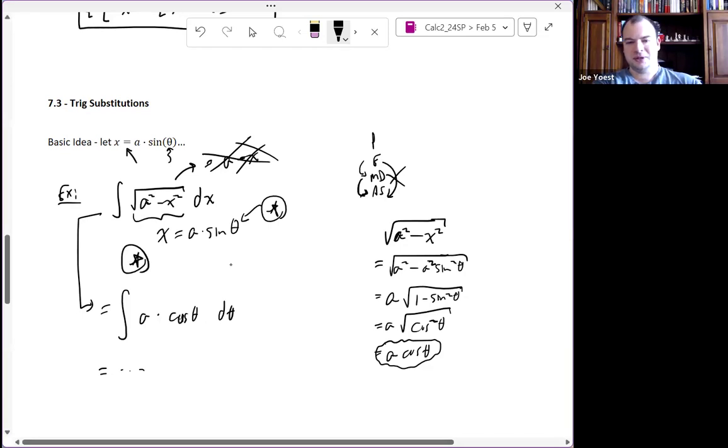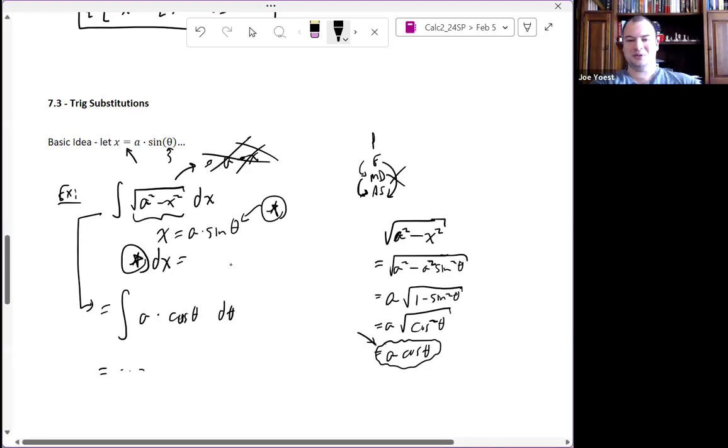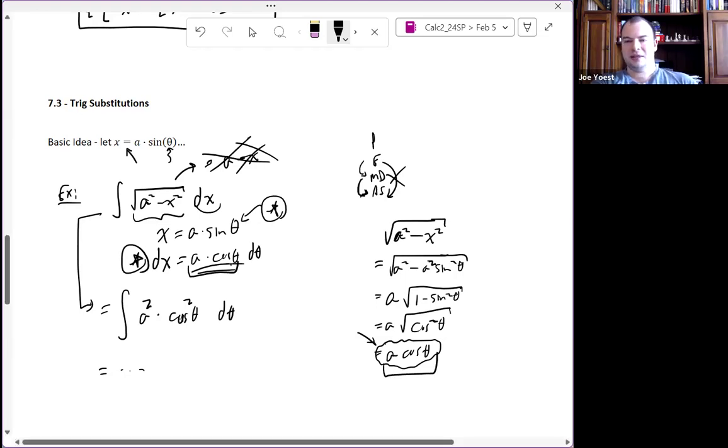So super, super important step, dx equals, I mean, I can't tell you how many times I've done this, over doing so many of these problems. It's so easy to miss this because you get all excited. You're like, oh yes, it worked out just right. And you go to the next step and then it ends up being wrong. Dx is a times cos theta d theta. So actually I have a squared cos squared theta d theta. Right. This dx picks up an a cos theta. And then my original integrand, the square root of a squared minus x squared, turns into a cos theta.